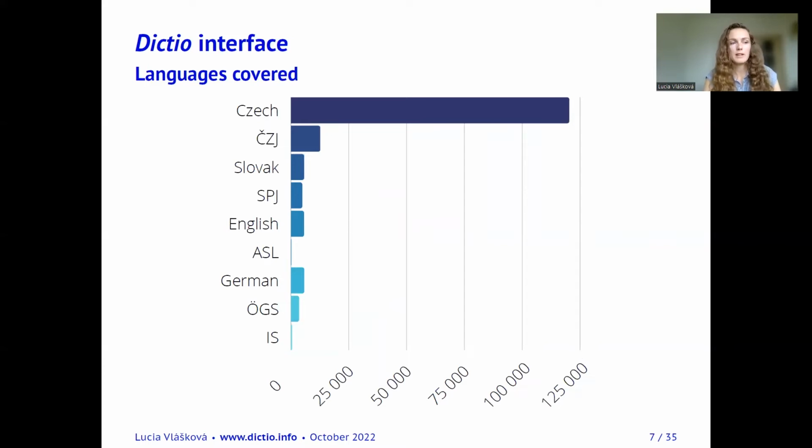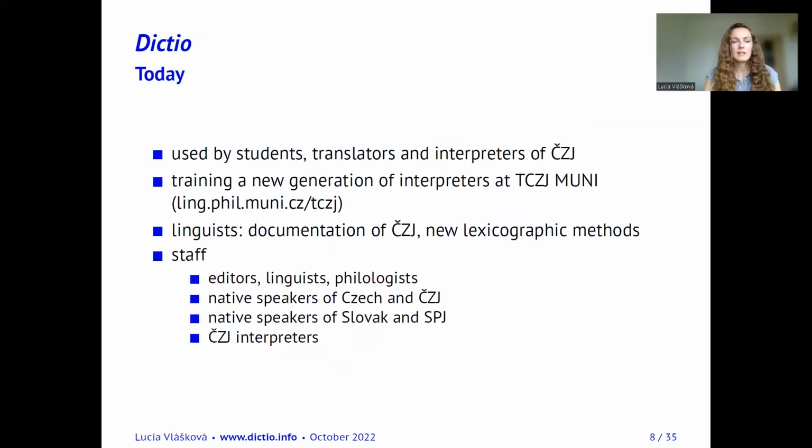This brings us up to date with the dictionary journey, and as we can see, it has departed rather significantly from its original purpose. Today, though it is still used by students, translators, and interpreters communicating in Czech Sign Language, it is also a great tool in training a new generation of interpreters, used both by the students and the lecturers of a new study program interpreting of Czech Sign Language at our university. Moreover, due to its considerable size, the dictionary is a useful resource for linguists in advancing the documentation of Czech Sign Language, but also developing and implementing new lexicographic methods.